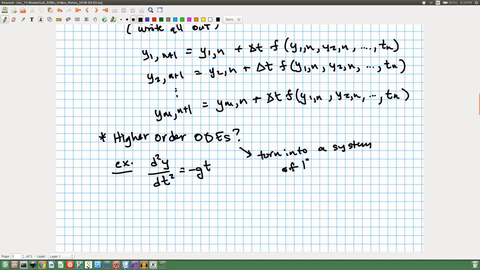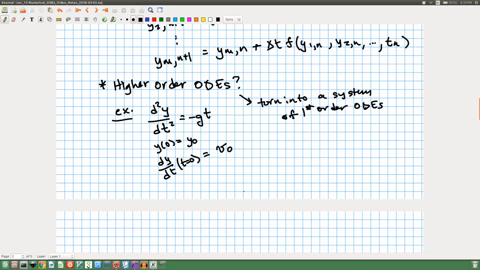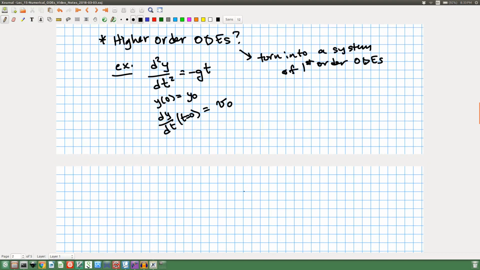of first order ODEs. With this second derivative, we're going to have an initial condition y at 0 is equal to y0, and we're also going to be given an initial condition for the derivative at t equals 0, which we're going to call v0 for now. Sorry about my writing going sideways. So how do we do this? Well, it's pretty simple once you know what to do.